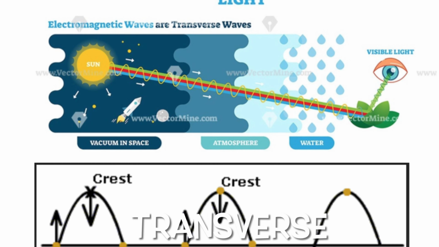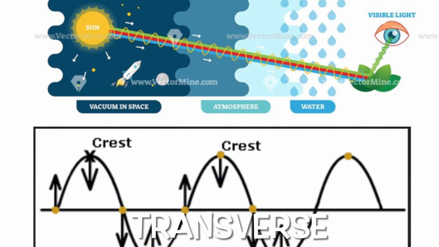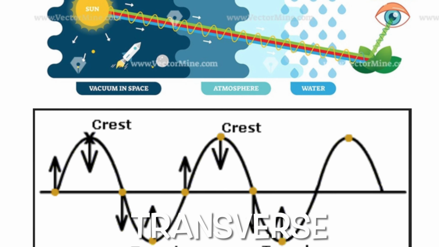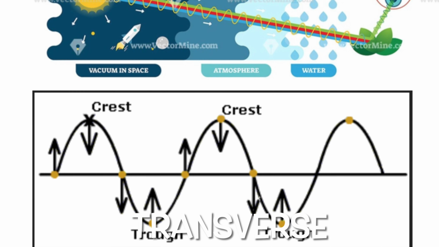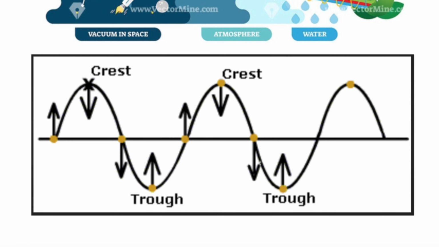Electromagnetic waves or light waves are transverse waves. That means they have a high and a low, or a crest and a trough, that travel in a straight line. Wavelengths are measured from crest to crest or trough to trough.